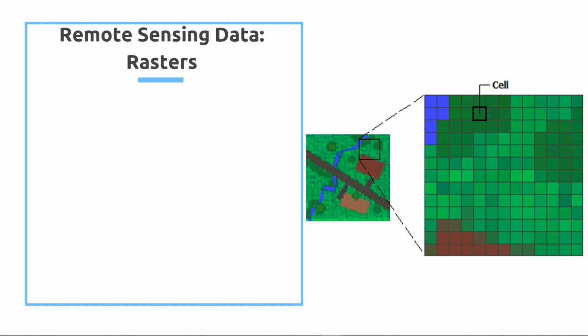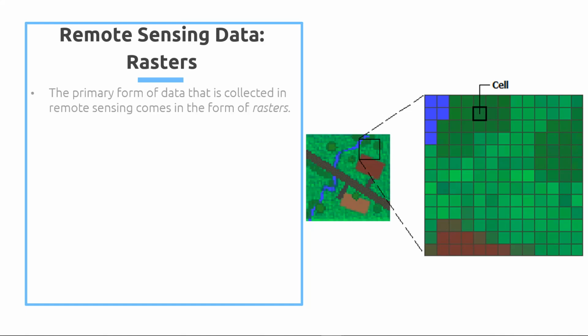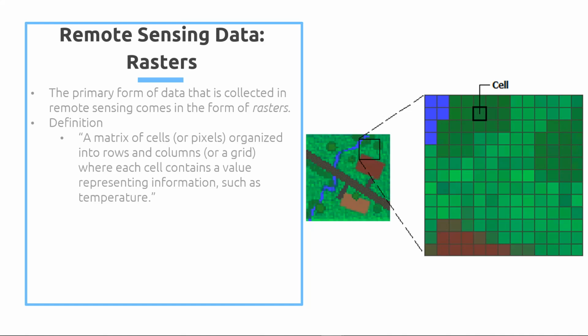So yeah, points, lines, and polygons are the fundamentals of GIS, right? Remote sensing does not collect those or use those. Remote sensing instead uses rasters. Rasters are the primary form of data collected by remote sensing, and they're defined as a matrix of cells or pixels organized into rows and columns, where each cell contains a value representing information, such as temperature or anything else.